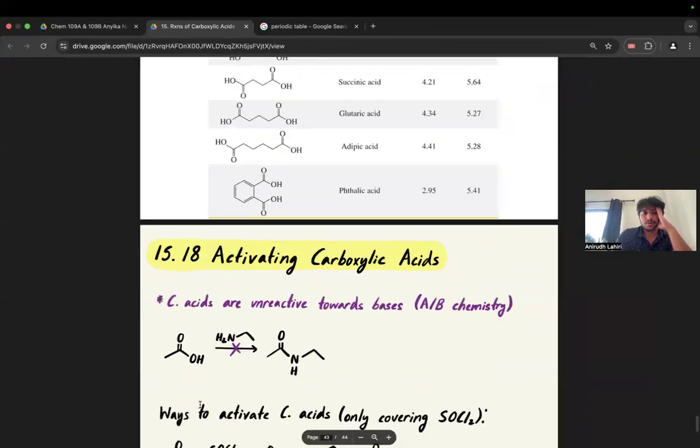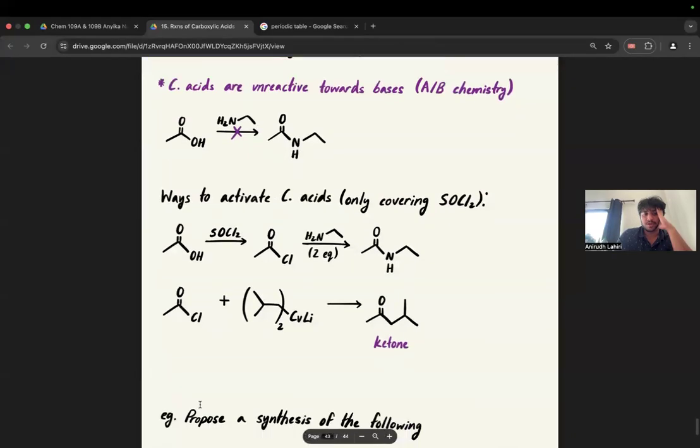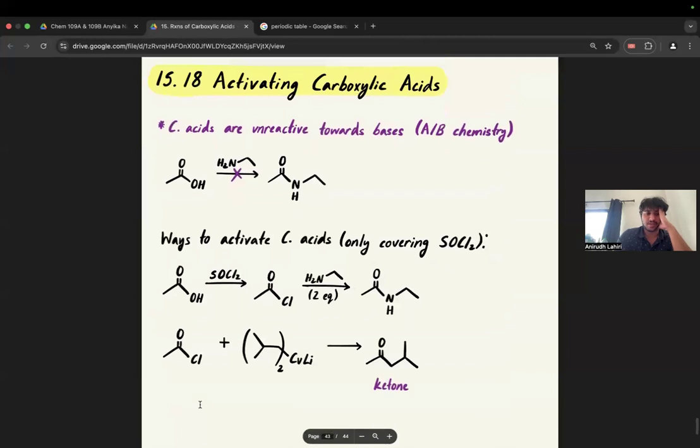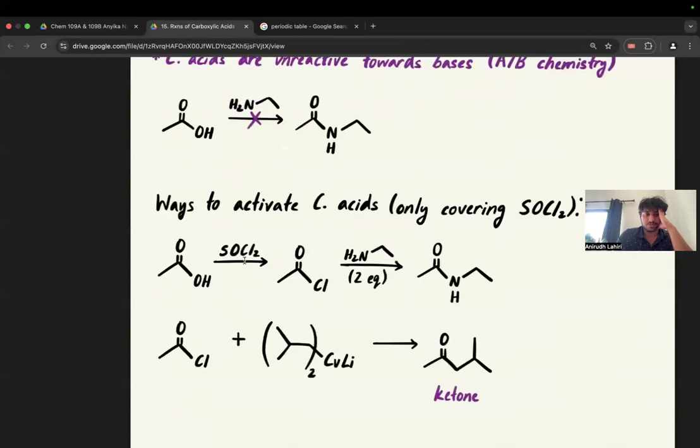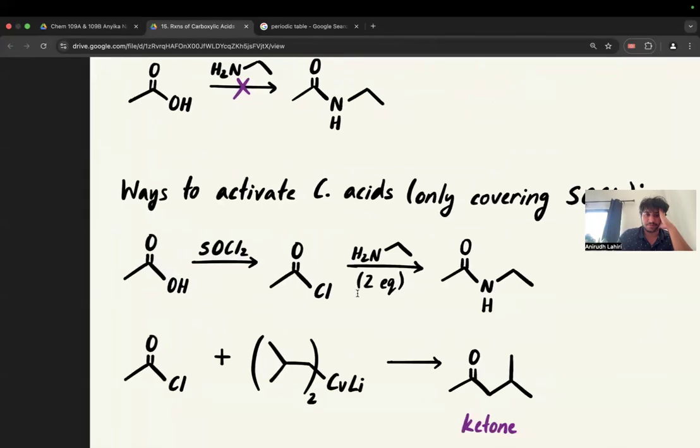Cool. Okay, activating carboxylic acids. Carboxylic acids are very unreactive towards bases, so there are a couple of ways to activate them. We're only going to talk about SOCl2, but there are a lot of reagents you can use. SOCl2 is an alcohol dehydration agent. You'll replace the OH with a Cl. Cool.